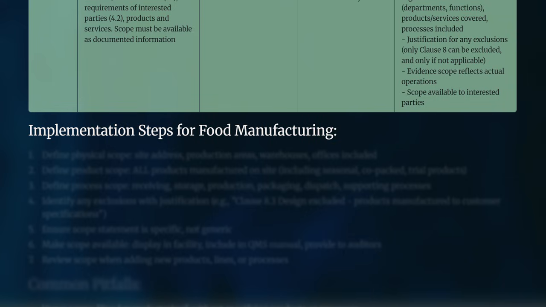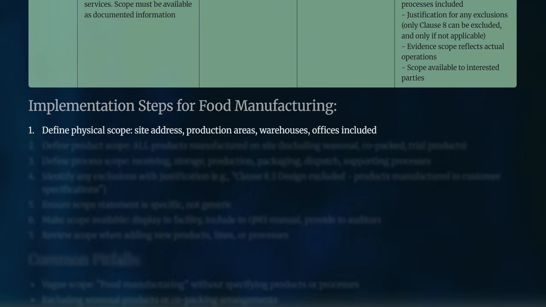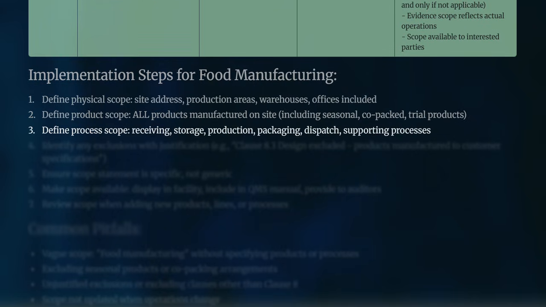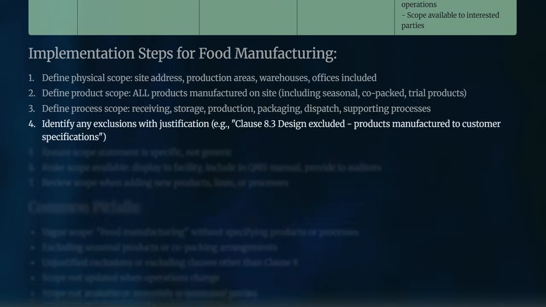Now let's look at the implementation steps for food manufacturing for clause 4.3. First, you need to define the physical scope: site address, production area, warehouse, and office. Office is included. And then you need to define the product scope with all the products manufactured on site, including seasonal, co-packing, and trial products. And you need to define the process scope, including receiving, storage, production, packaging, dispatch, and supporting processes. And then you need to identify any exclusion with justification. For example, clause 8.3 design is excluded because the product is manufactured to customer specifications.